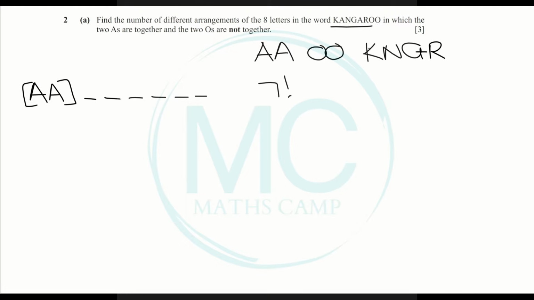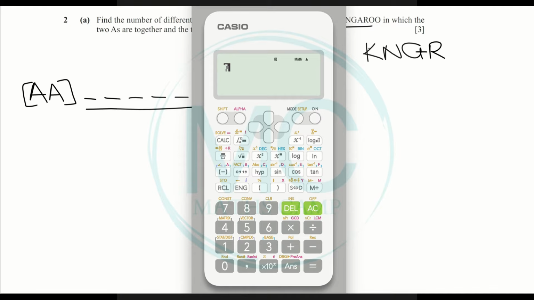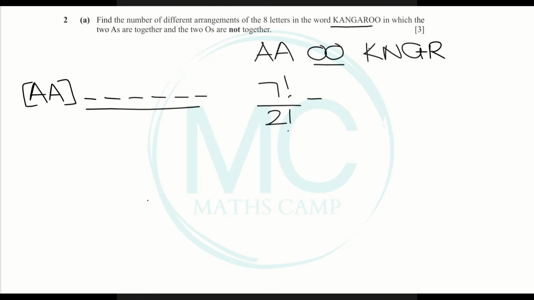I have 2 repeated letters in my bracket, so I can leave those as they are. In these 6, I'm going to have 2 O's. So we divide by 2 factorial. Now I can put this into my calculator. 7 factorial divided by 2 factorial is equal to 2,520. This is the number of arrangements when only the A's are together.